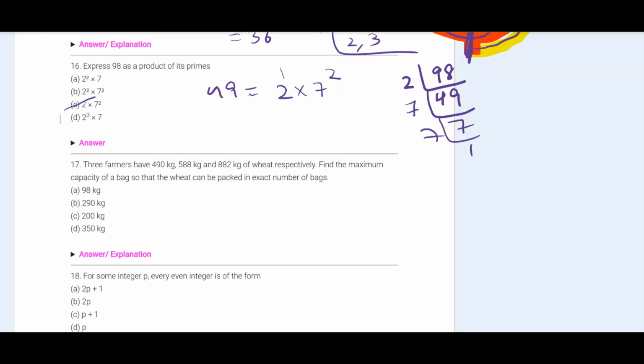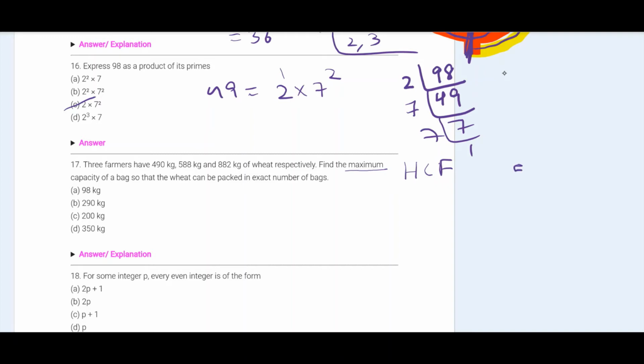The next question is the 17th one. 3 farmers have 490 kg, 588 kg and 882 kg of wheat respectively. Find the maximum capacity of a bag so that the wheat can be packed in an exact number of bags. In the question, the keyword is maximum again. As I told you, whenever you find the larger terms, the bigger terms, we need to find the HCF. So find the HCF of these 3 numbers.